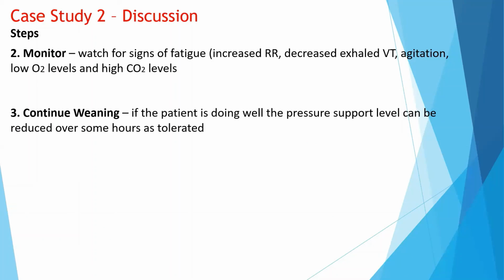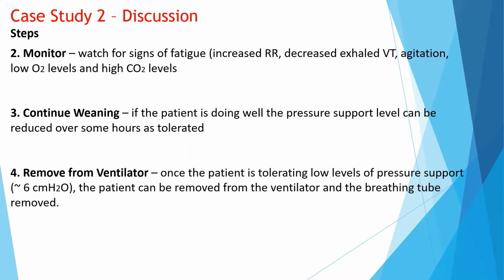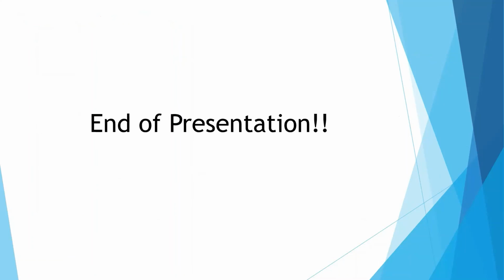And finally, the patient can be removed from the ventilator once they tolerate low levels of pressure support, usually around 6 centimeters of water. The patient is removed, and the breathing tube is removed. And this ends the presentation of basic mechanical ventilation part 2.